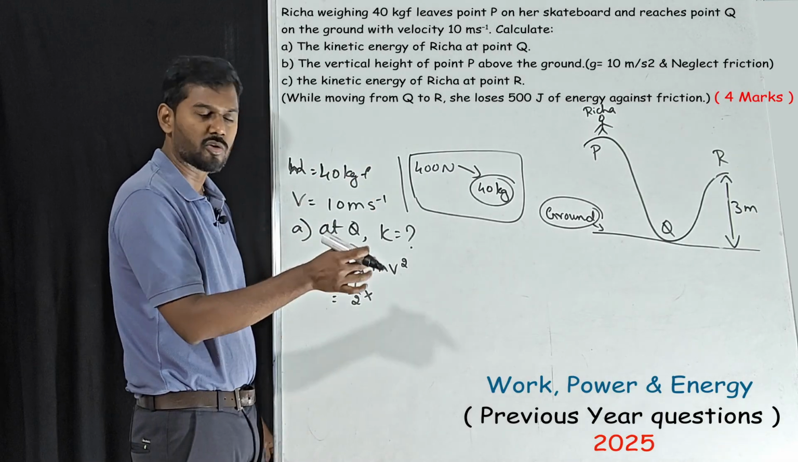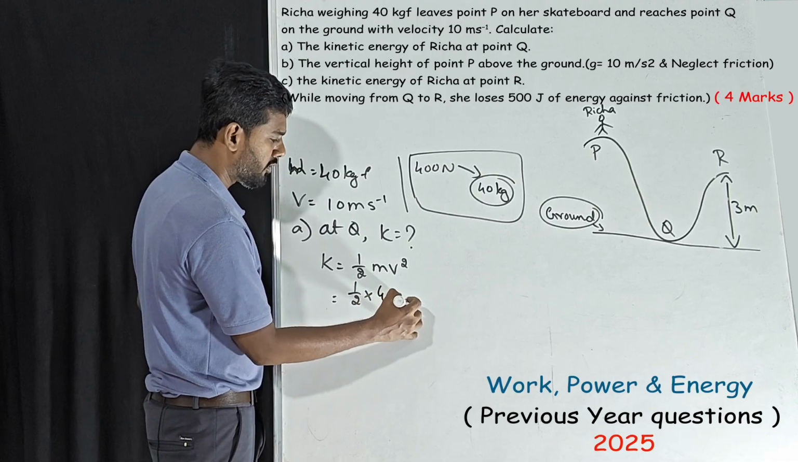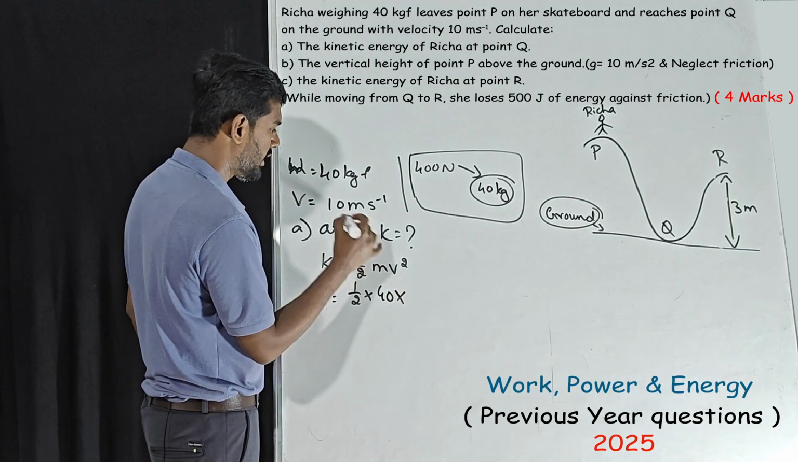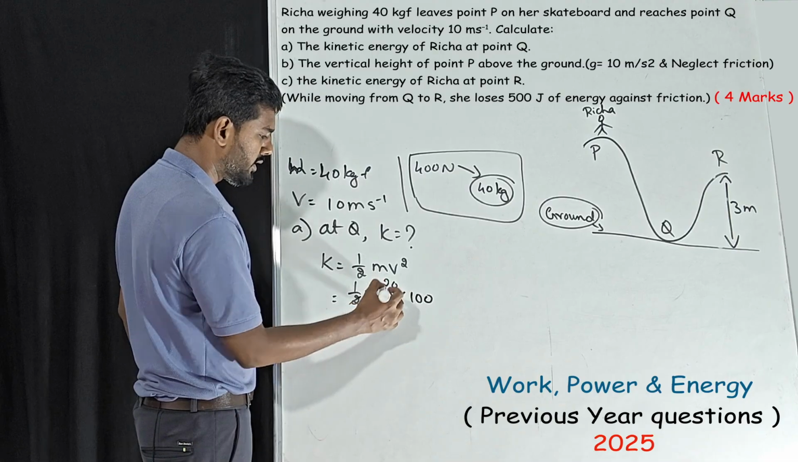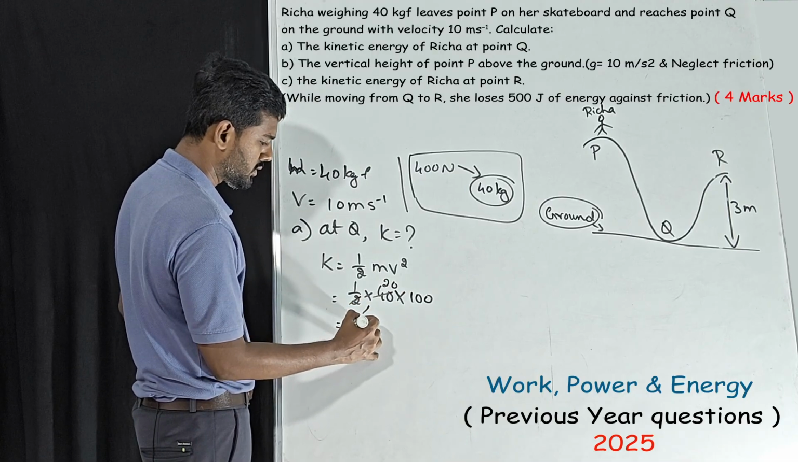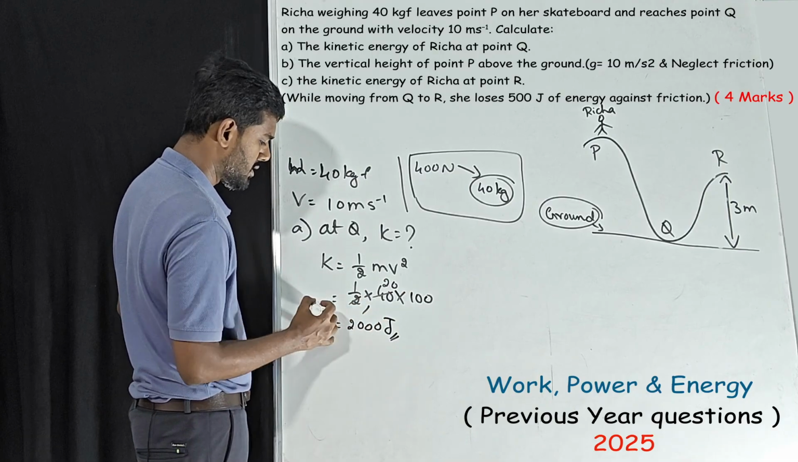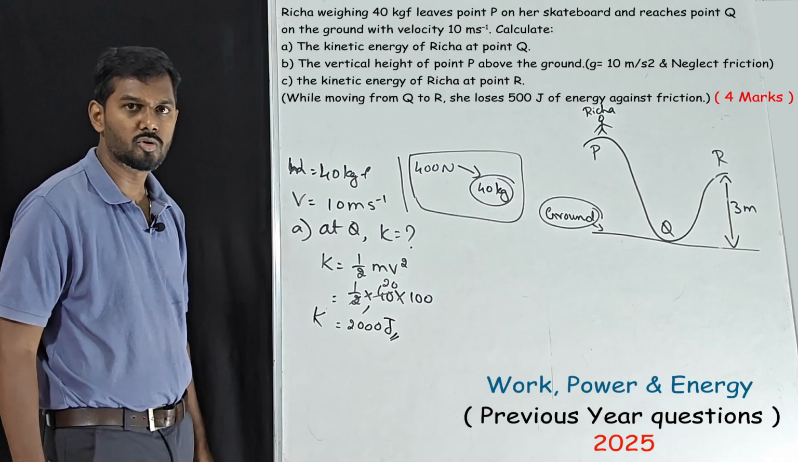Next, mass is given directly in this question, 40 kgf. We know kg is equal to kgf, so we can use it. 40. What is the velocity they have given? 10. 10 squared is 100. 2 ones are 2, 20s are 2000. So 3 zeros, joules. Kinetic energy is equal to 2000 joules.